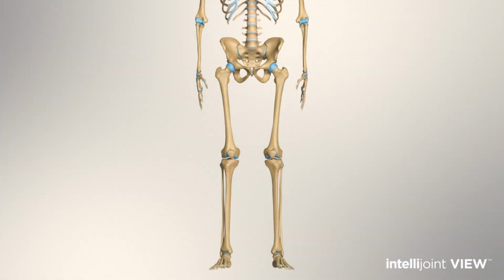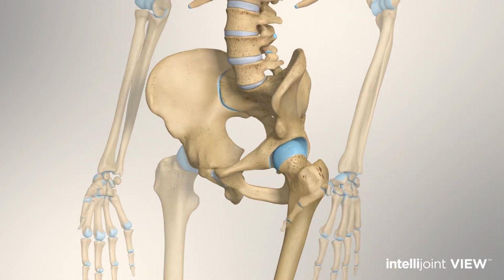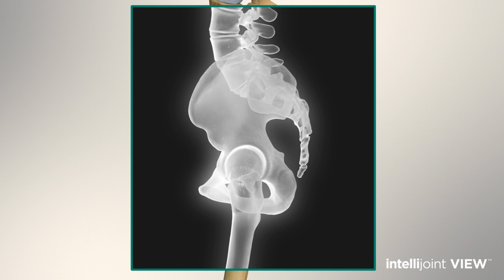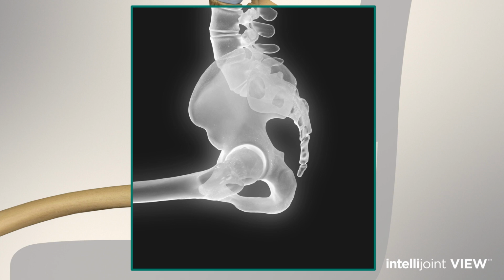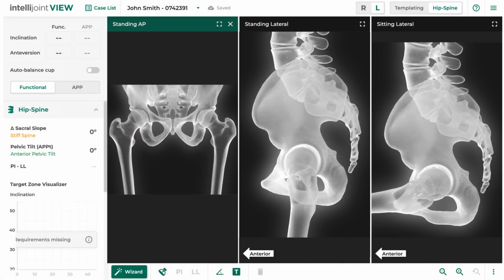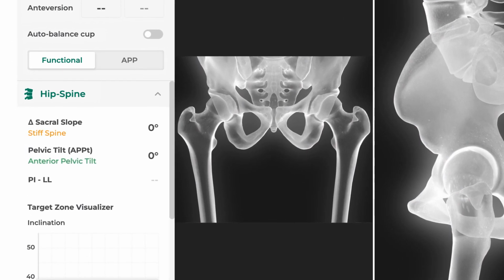Intellijoint VIEW leverages 3 X-ray images in functional positions: a standing AP, a standing lateral, and a seated lateral to evaluate your patient's pelvic orientation and spinopelvic mobility. No CT imaging is required.